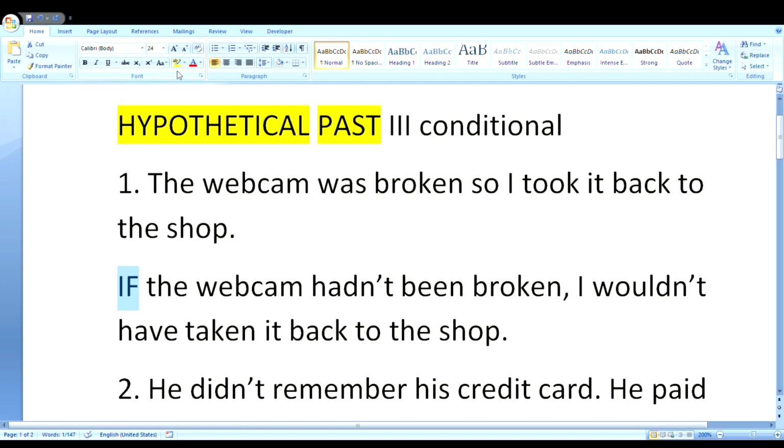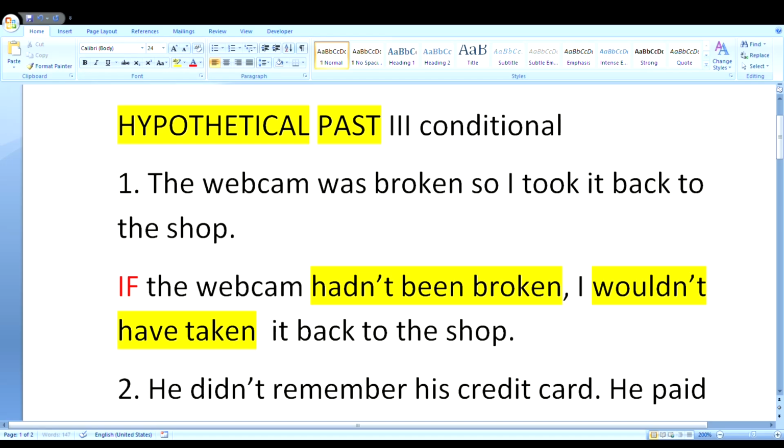Okay. We have the if clause. In the if clause, we have what tense? Can you look at this? Hadn't been broken. That's past perfect. That's right. And in the second part, we have wouldn't have taken. A lot of you make a mistake and just say wouldn't took, for instance. That is not correct. You need would or wouldn't have and then taken.